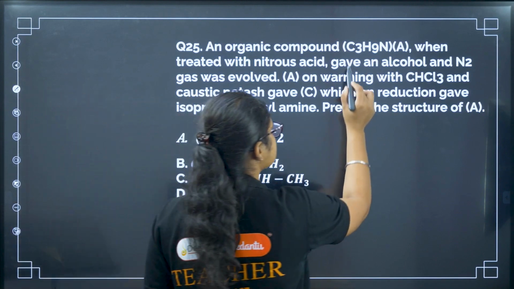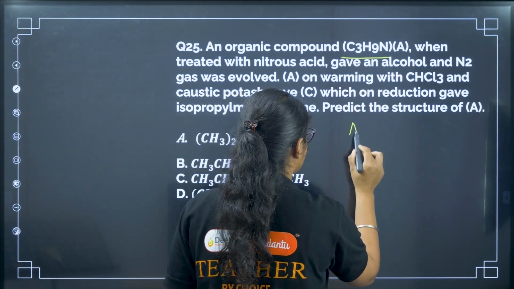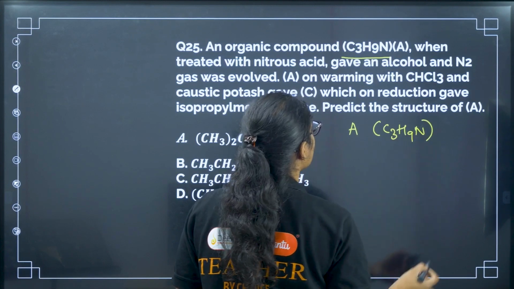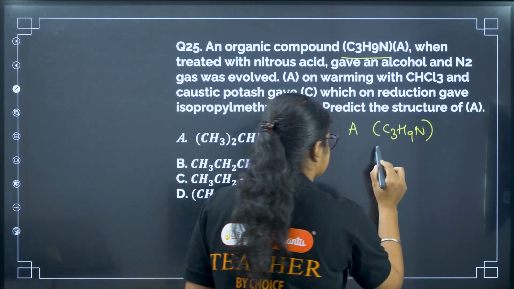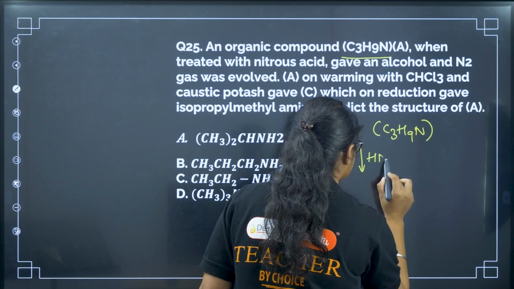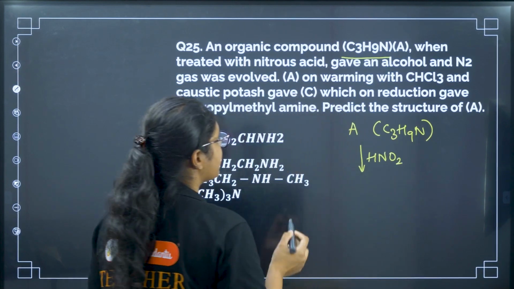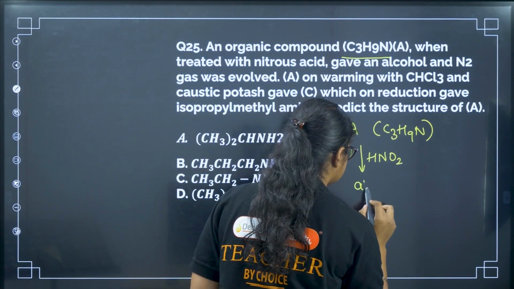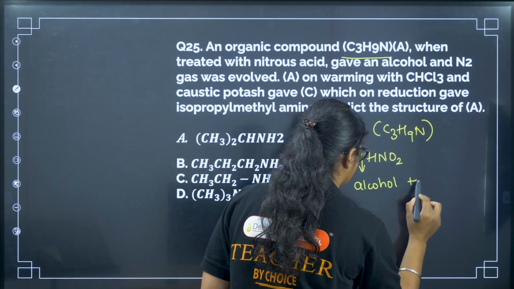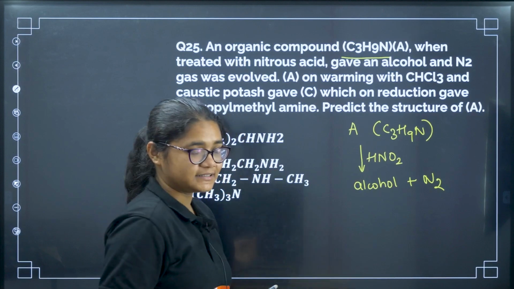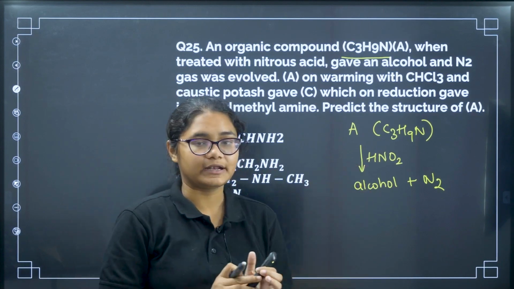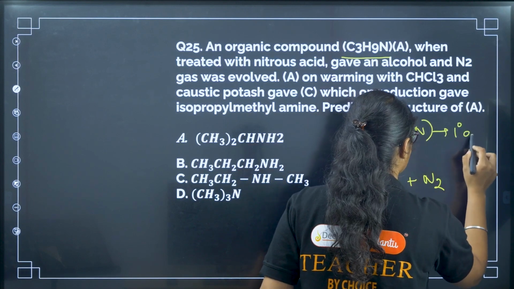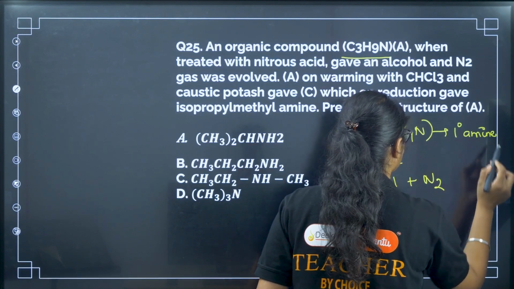An organic compound A with formula C3H9N, when treated with nitrous acid, gave an alcohol and N2 gas was evolved. So what does this suggest? When you treat with nitrous acid and you are getting an alcohol, that must be a primary amine, right? So the hint here is that this amine must be a primary amine.